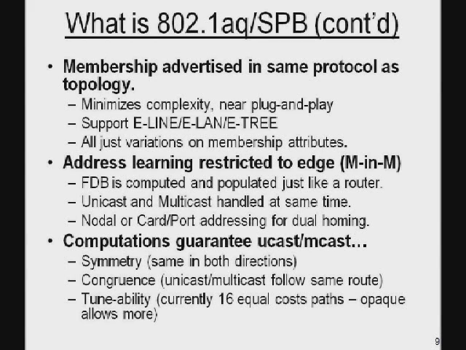A nice simplification that we did with shortest path bridging was to advertise membership information. So membership in a layer 2 VPN is advertised within the same protocol that advertises the topology. And so what this gives you is a very simple plug and play mechanism. And membership information allows you to create, if you have 2 members, you get an E-line. If you have 3 members or more, you get an E-LAN. And depending on the properties of membership, you can create tree or other kinds of communities. And these are all just variations on the membership attributes.